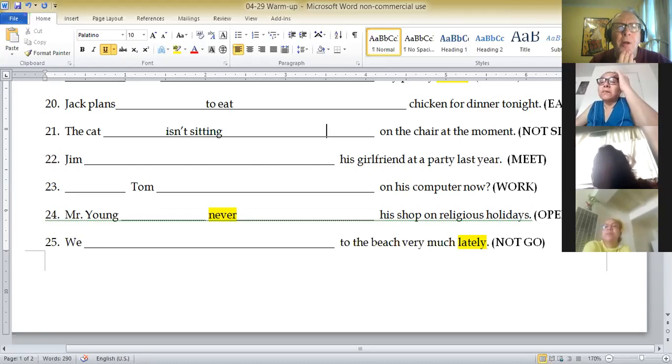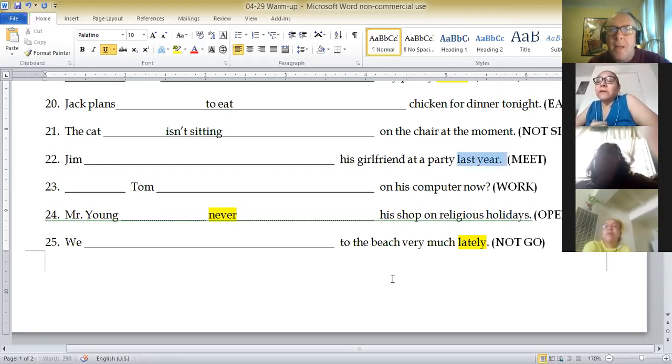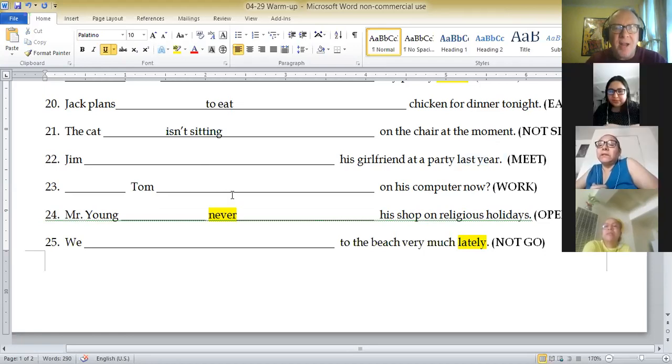Now, number 21 appears to be a past tense irregular verb because something happened last year. What's the past tense of meet? Met. Very good. M-E-T. Jim met his girlfriend at a party last year.